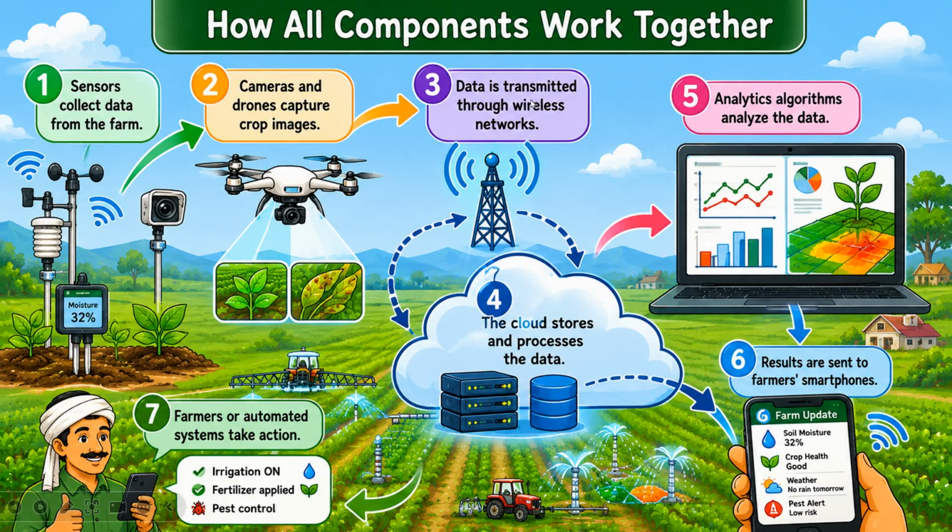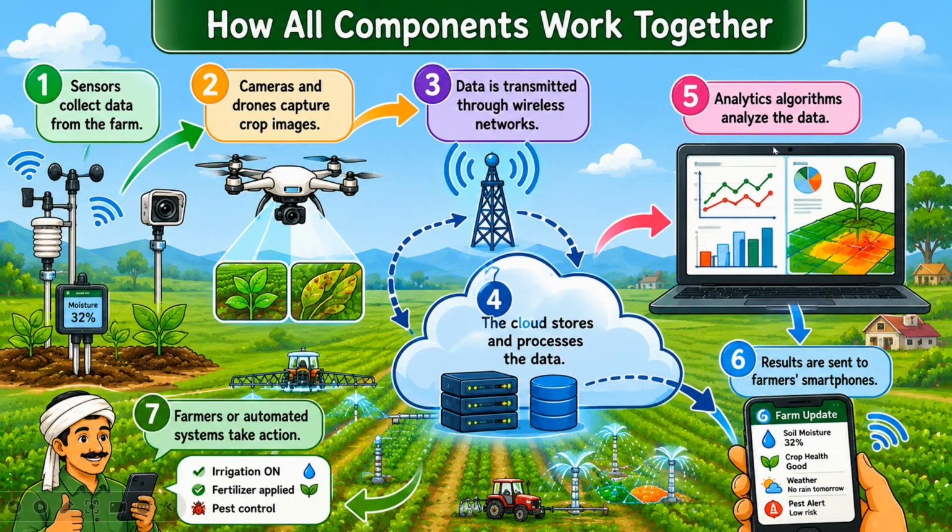And this collected data is then sent through wireless networks such as Wi-Fi, LoRaWAN, Zigbee, and the mobile networks. These networks transfer information from the field to the cloud here. Now, in the cloud platform, all the farm data is stored and processed, and the cloud keeps records and makes the information available for analysis.